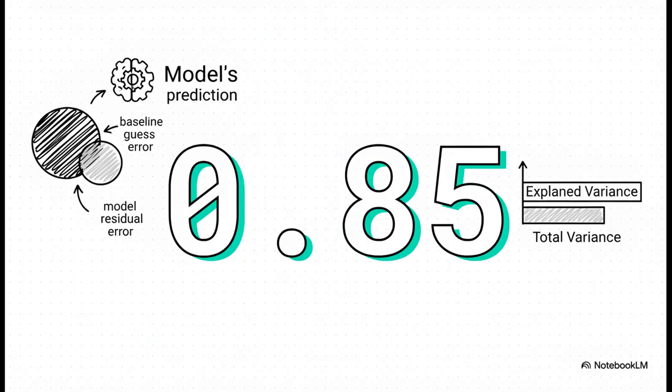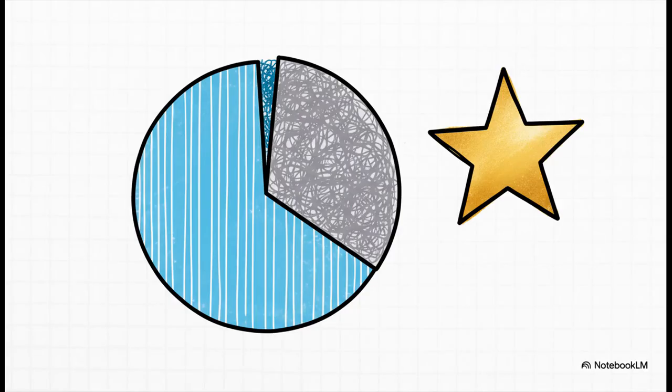And now, we turn that comparison into a grade. By looking at how big that initial chaos was versus how much error is left after our model did its thing, we calculate a score. And that score is called R-squared. In this case, our model scored a 0.85. That's our performance grade. And hey, an R-squared of 0.85? That is a great score.